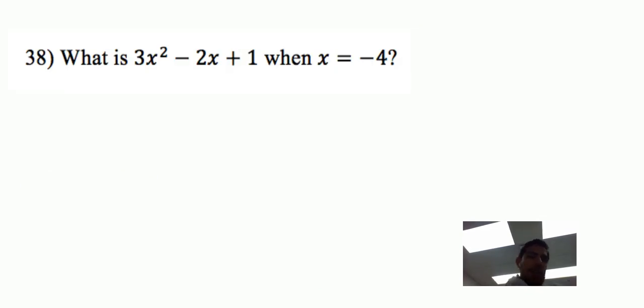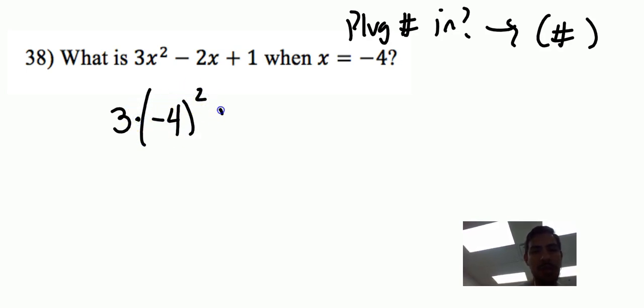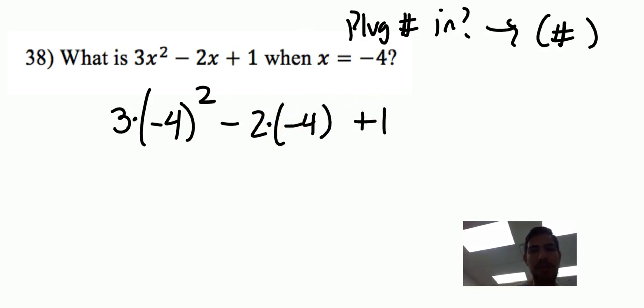All right, 38. Love 38. Because all you need to do is the following. 3 times... When you plug a number in, put it in parentheses, which means I get 3 times negative 4 squared plus, minus, oh man, 2 times negative 4 plus 1.